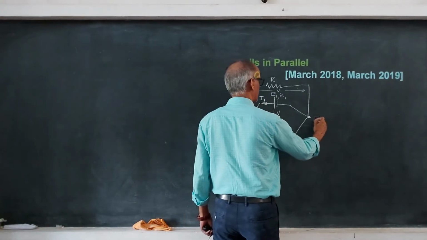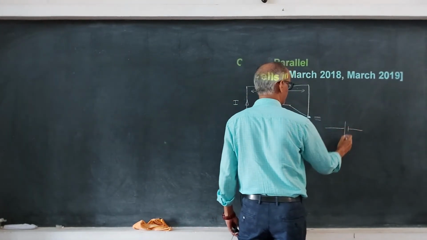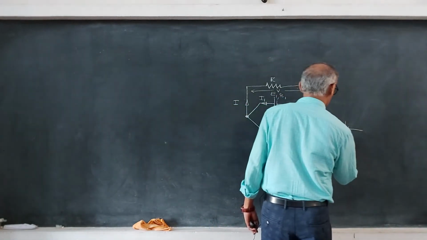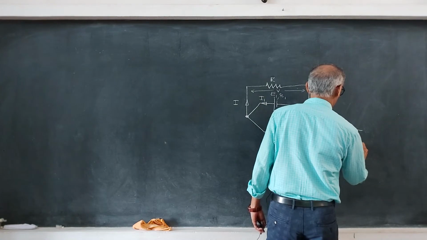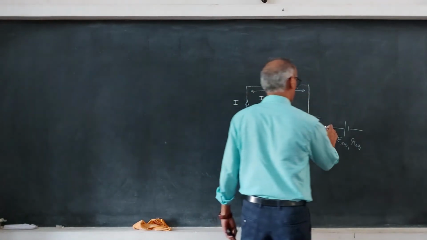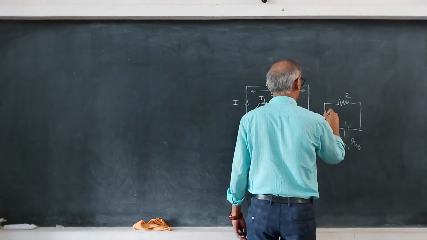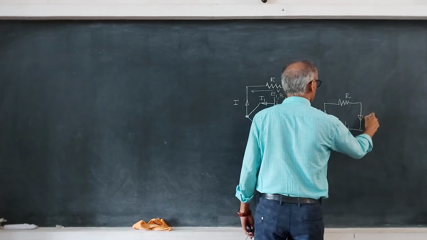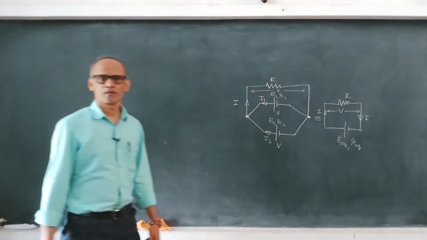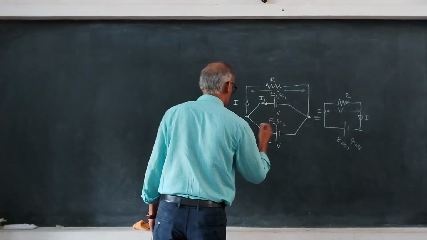Now, when I find the equivalent, we can replace these two cells by one single cell whose EMF is E equivalent and R equivalent, and then the external resistance capital R, and then the current I, and V is the terminal potential difference. So in series combination current is the same, in parallel combination potential difference is the same.